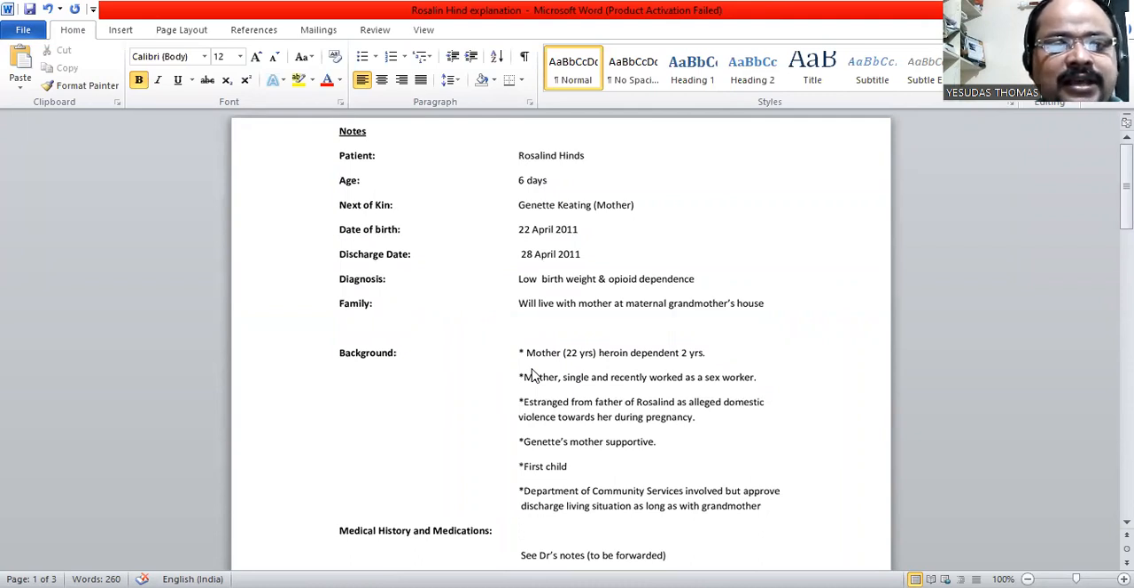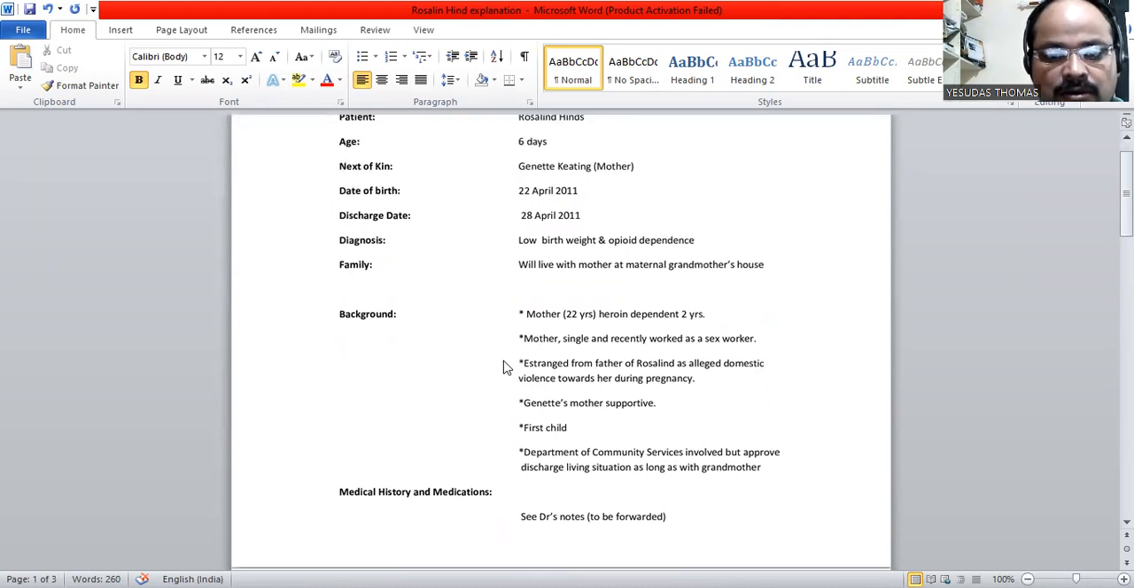Rosalind Hinds, 6 days old infant of Janet Keating. She is single, and she has been using heroin, and she's been dependent on heroin for about 2 years from now. So it means 2 years ago she started using heroin, and right now she is dependent on it.